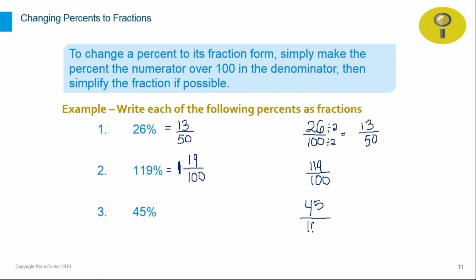45 over 100 to get rid of the sign. We have 45 and 100. We know that 5 is a common factor between 45 and 100. Divide over 5. So 45 over 5 is 9, and then 100 over 5, of course, is 20. 9 and 20, nothing else is common. Then your fraction form of 45% is 9 over 20. That's it.